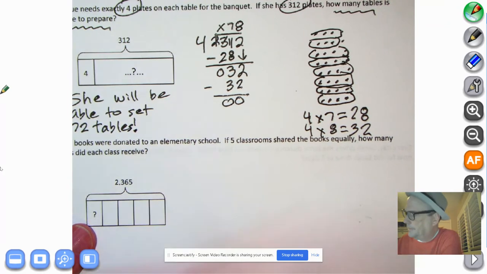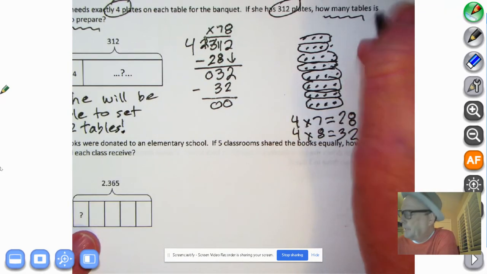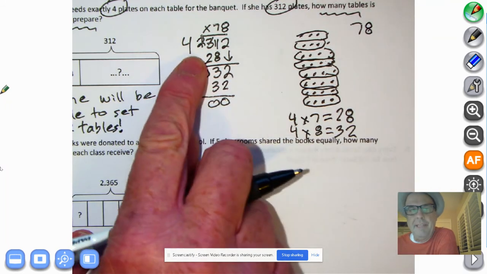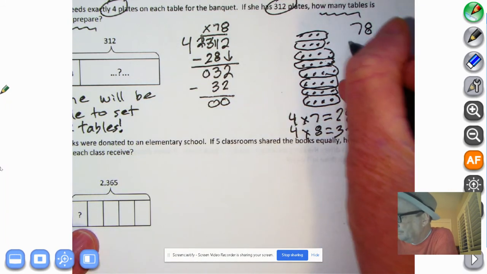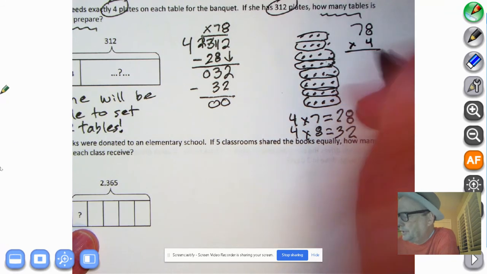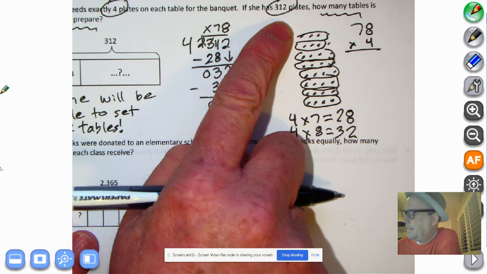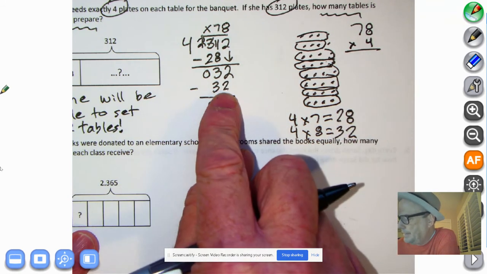But did we get the right answer? Let's do a little double check with the old multiplication. I'm going to take the quotient and multiply by the divisor, which in turn should equal the dividend of 312. 8 times 4, we know the answer to that, 32.